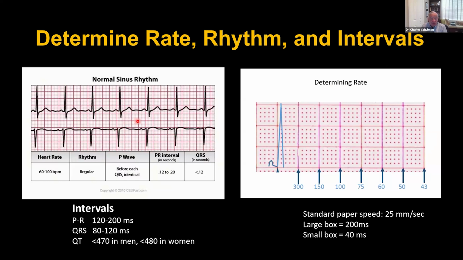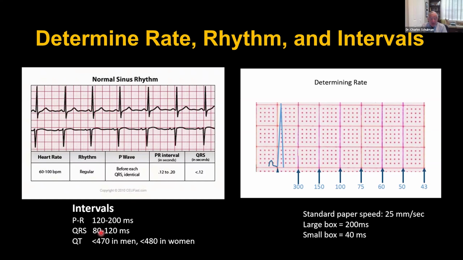And you can calculate, the parameters are that there's a P wave before every QRS. They're identical. And normal PR interval ranges between 120 and 200 milliseconds. So each small box is 40 milliseconds. This is a blown up view. Each small box is 40 milliseconds. Each large box is 200 milliseconds with a standard paper speed of 25 millimeters a second. So PR interval should be less than 200.